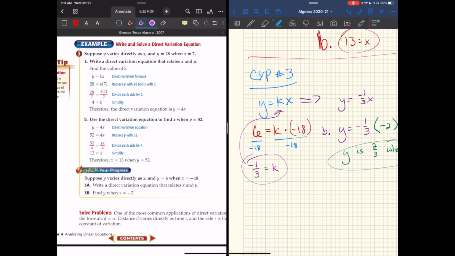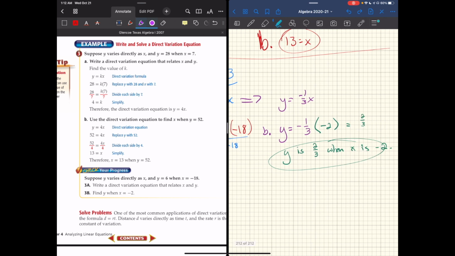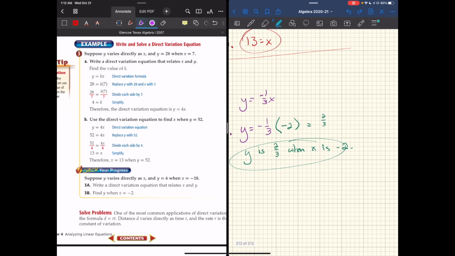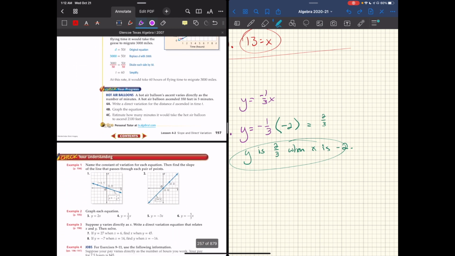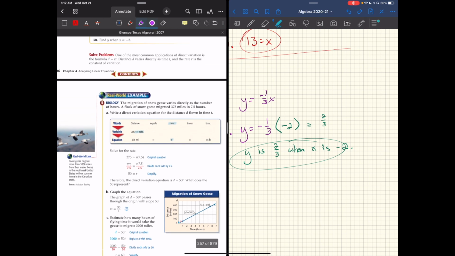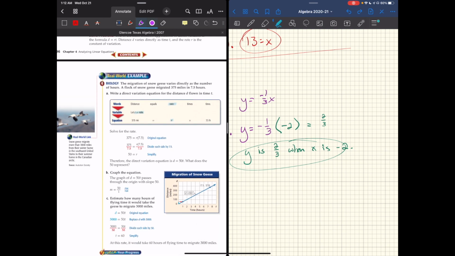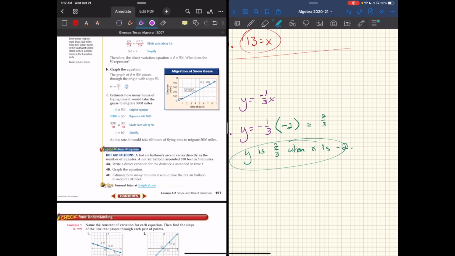I took that information back to the equation, y equals negative 1/3 x, which I can now use to figure out what happens when x is whatever, when y is whatever. Since x was negative 2, I plugged that in. Negative 1/3 times negative 2 is positive 2/3, and so that's my answer. y is 2/3 when x is negative 2. I think we're good there. You can take a look at example 4 on your own. Certainly, if you have questions, be sure to write those down for me and ask me about those tomorrow.